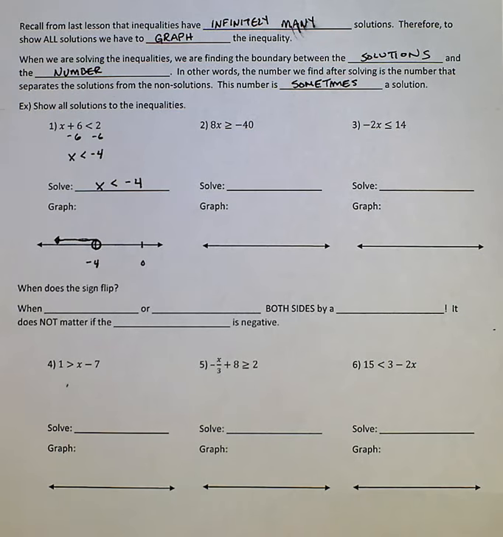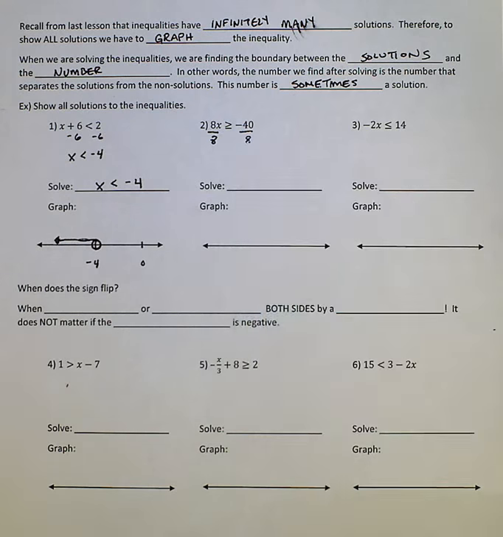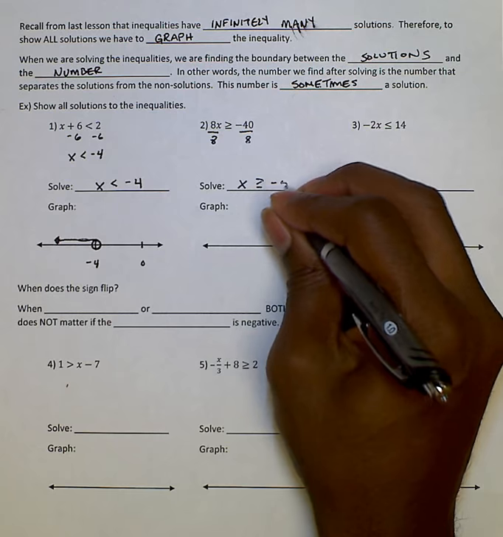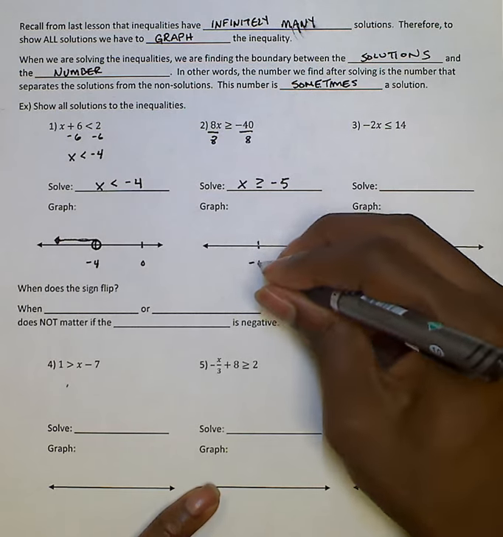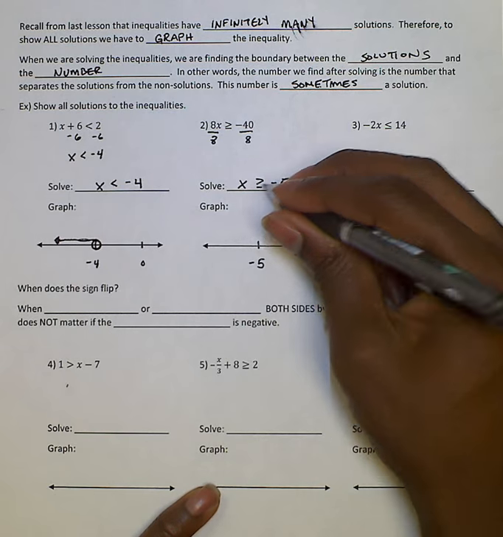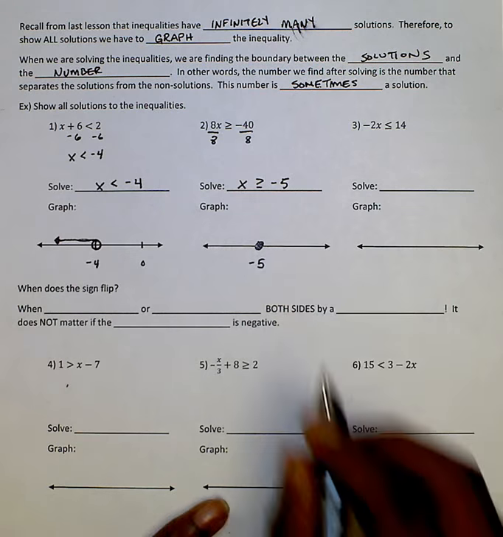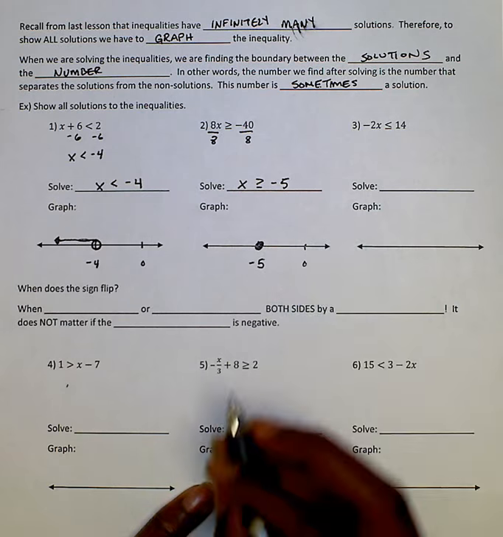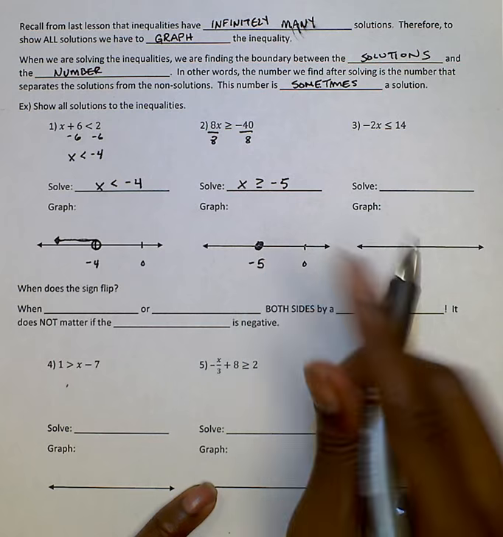Alright, same thing, number 2, solving for x. I want to get x by itself. I'll divide both sides by 8. X is greater than or equal to negative 5. Okay, so I have negative 5. This is or equal to, so it can be negative 5 in this case. I'm going to use a closed circle. And you can put 0 there and see, does this work? Is 0 greater than negative 5? Yes. So we're shading towards 0 now.